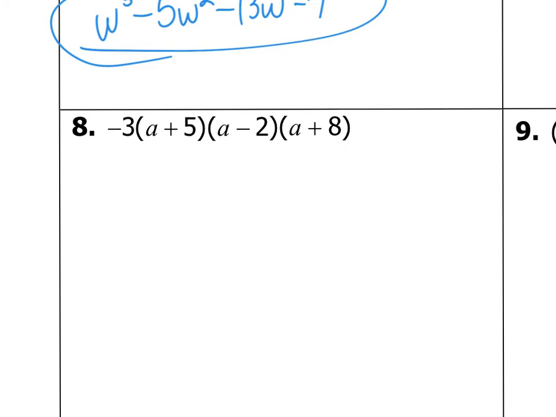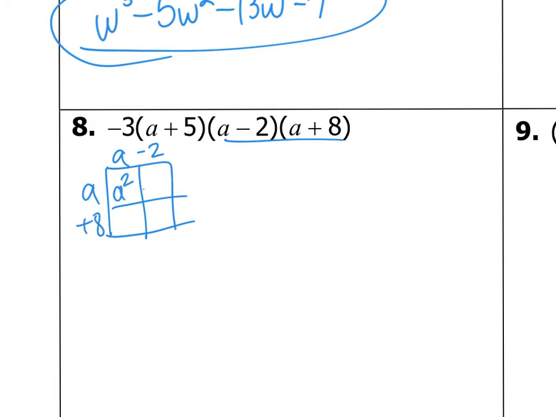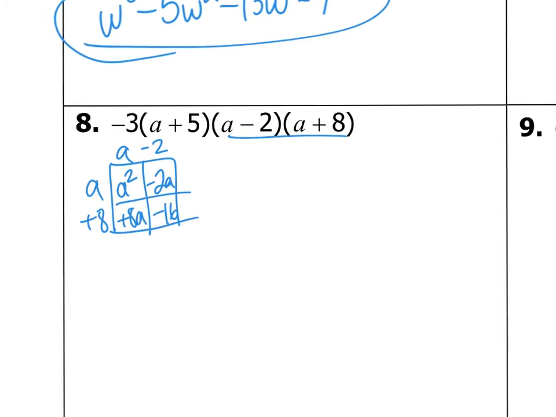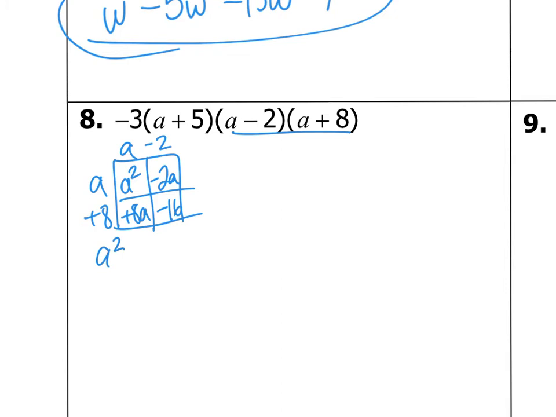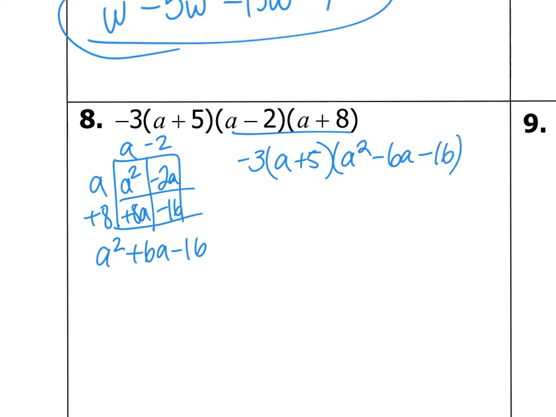So here's how I like to approach these. I like to multiply backwards, because like I said, order doesn't matter. So I'm going to do a minus 2 times a plus 8. So I've got a squared minus 2a plus 8a minus 16. So I'm going to write that down, a squared, and then plus 6a minus 16. I said minus 16, not plus 16. That's plus 6a. Okay. Then I'm going to distribute again.